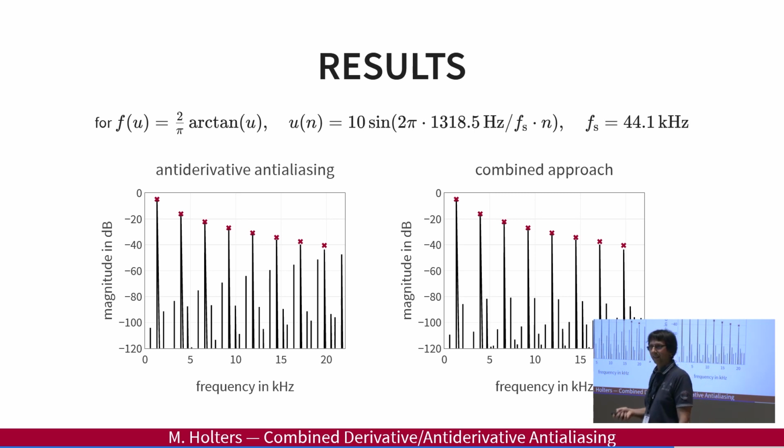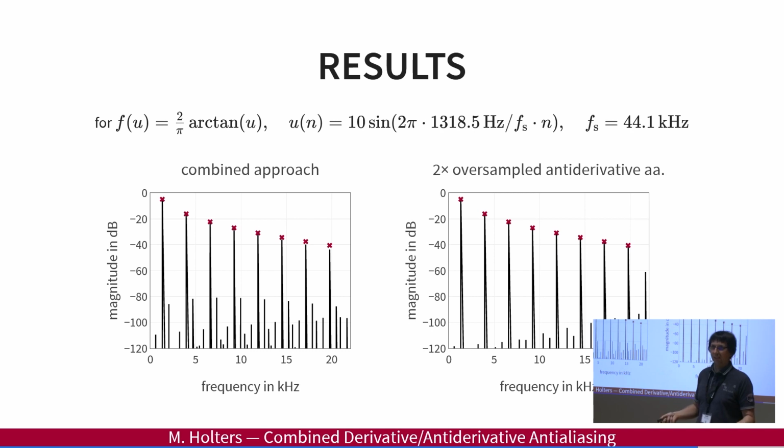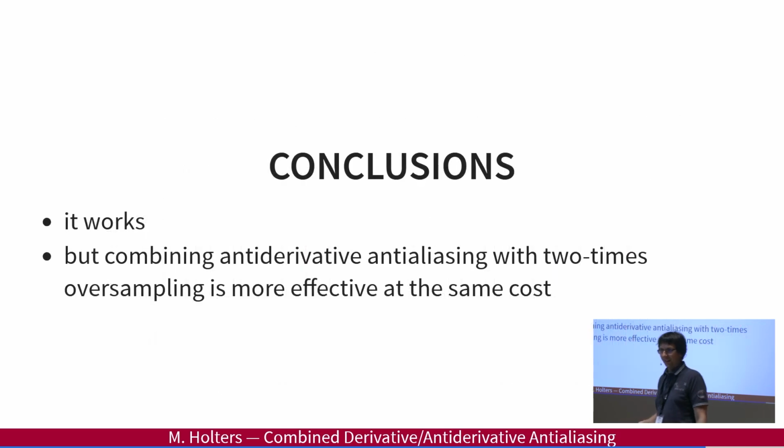And now comes why this is in part a negative result: if we compare to just doing 2 times oversampling combined with antiderivative anti-aliasing, which is comparable in computational complexity, that just works even better. So to give a very brief conclusion, that would be, okay, this works, and I think it's quite elegant theoretically. It's just not beneficial from a practical point of view.